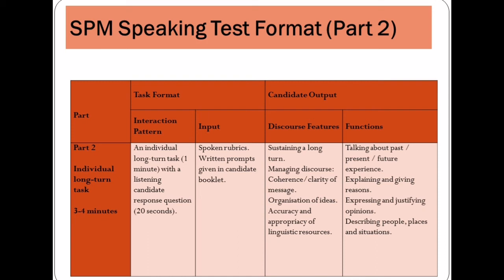Candidate output: discourse features, sustaining a long term, managing discourse, coherence or clarity of message, organization of ideas, accuracy and appropriacy of linguistic resources. Function: talking about past, present, future experience, explaining and giving reasons, expressing and justifying opinions, describing people, places, and situations.